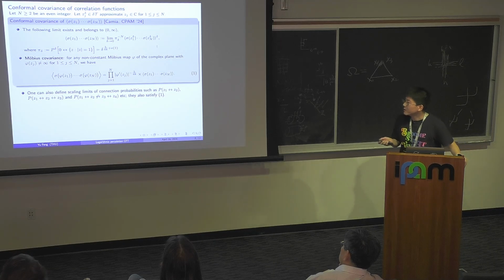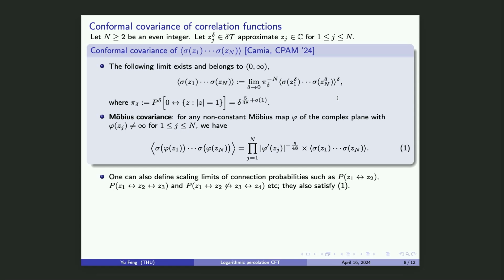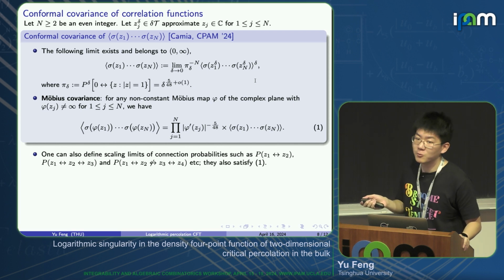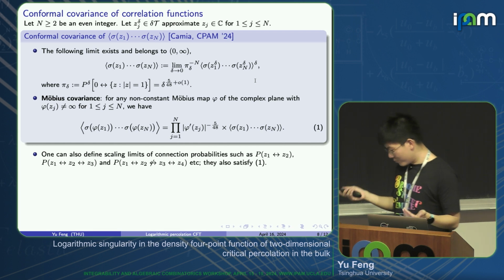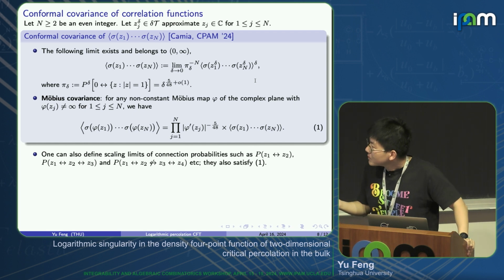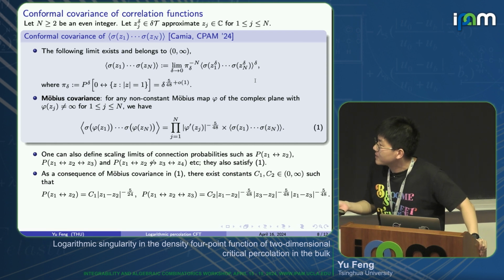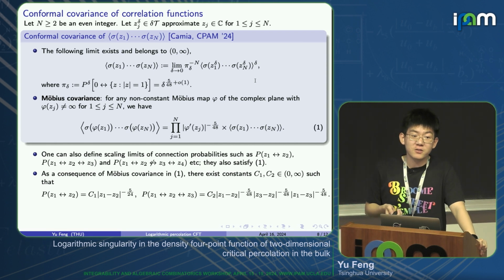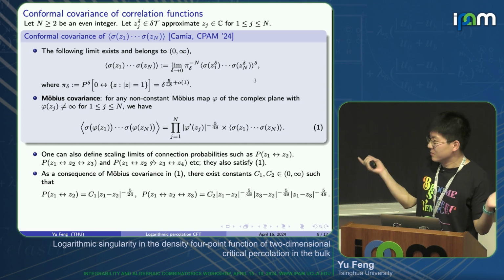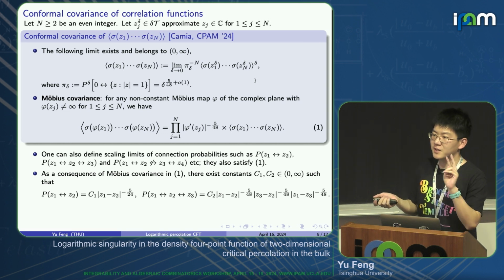Actually, the connection probabilities contributing to this spin correlation also have a non-trivial scaling limit when normalized by the same term. For instance, you can define these quantities in the continuum. And they also satisfy the conformal covariance rule in equation 1. And we know a Mobius map can fix 3 points in the complex plane. So as a direct consequence of this Mobius covariance, we actually know the functional expressions of the 2-point and 3-point functions. There are basically just some powers of the distances between points.